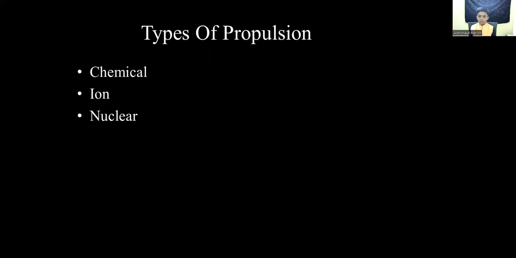Types of propulsion. There are three types of propulsion: chemical, ion, and nuclear. The chemical propulsion rocket is widely used. It's driven by combustion. The nuclear type is driven by fission and fusion. The ion motor provides the possibility of charging atoms by stripping electrons.